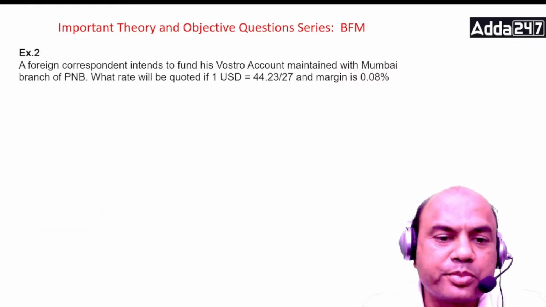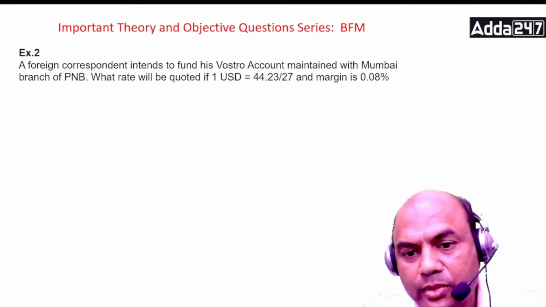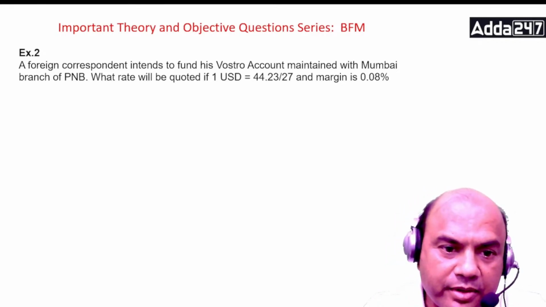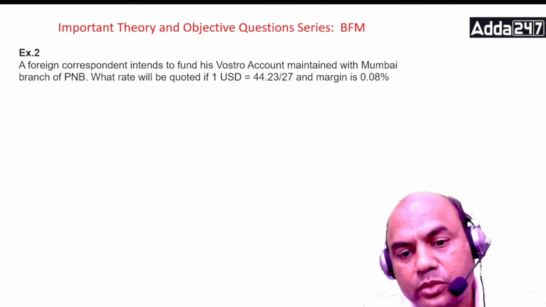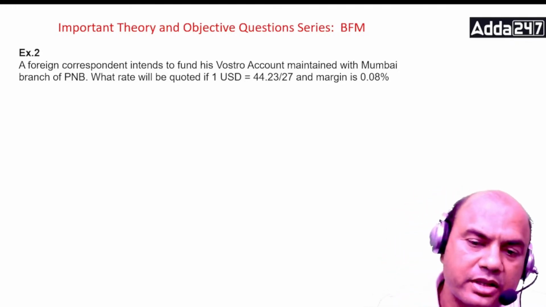A foreign correspondent intends to fund his Nostro account maintained with the Mumbai branch of PNB. What rate is to be quoted if 1 USD equals 44.2327 and margin is 0.08%?